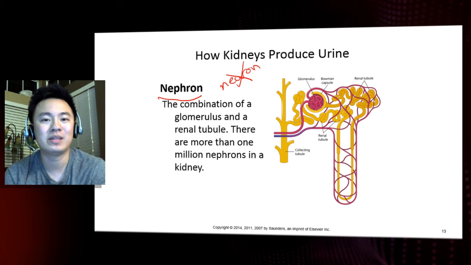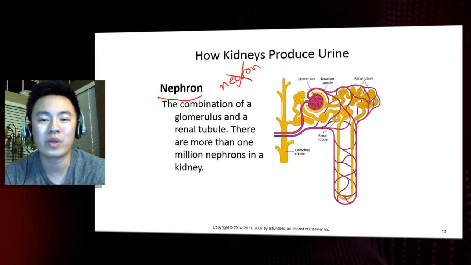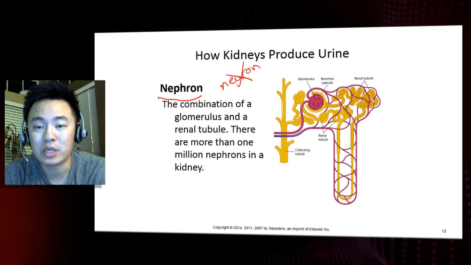Now, the nephron is a combination of the glomerulus and the renal tubule. There are more than 1 million nephrons in the kidney. So you can see here's the general structure of that nephron. Here's the renal artery that's coming in here.